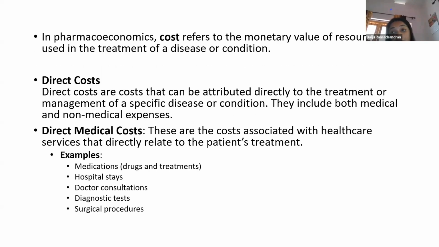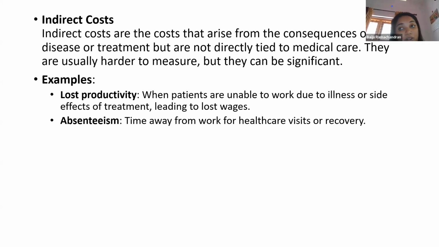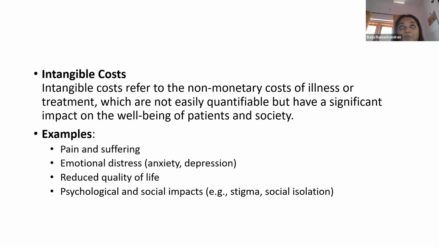So I hope you understand, direct cost is of two types: direct medical and direct non-medical. Direct medical means the medications, the hospital stay bill, the doctor consultation, diagnostic tests and all. Direct non-medical means the travel expense, the caregivers cost and all. Indirect means the absenteeism or less productivity at work due to illness. And intangible means the pain, the suffering, the social isolation, the psychological factors and all that comes under intangible cost.